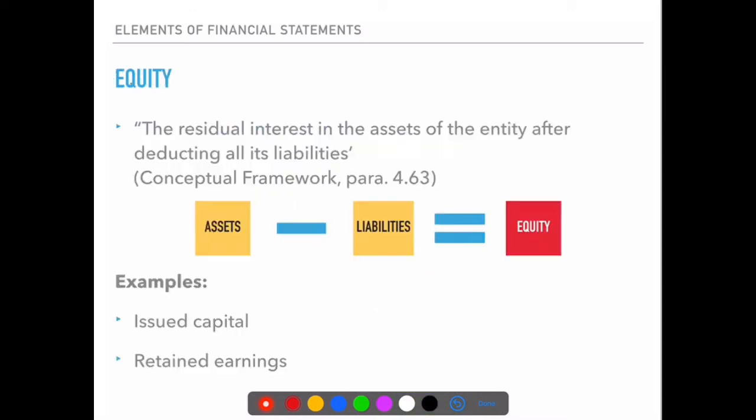Next is equity. You can't have a balance sheet unless the asset lines up with liabilities and equity. So equity is the residual amount to make the balance sheet balance. Basically, it's the difference between assets and liabilities. This might include issued capital, retained earnings, etc.